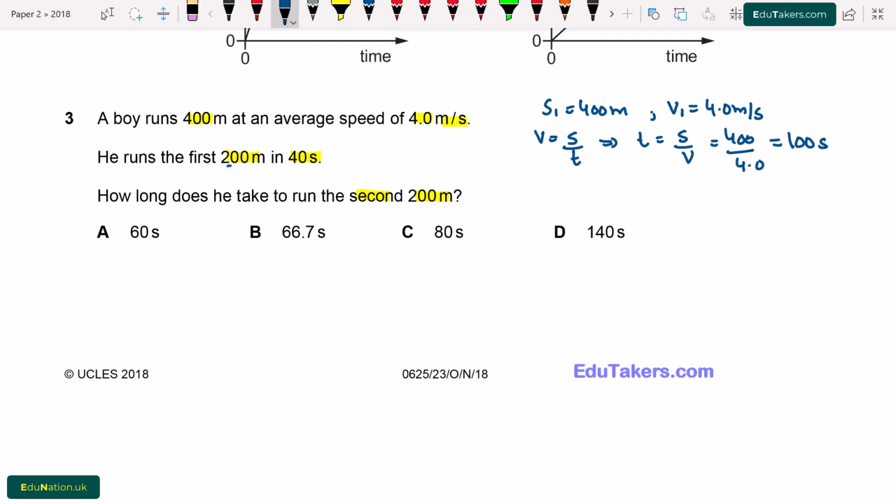So from here, the second distance is 200 meter and the time is 40 seconds. Now time T2 is given, which is 40 seconds, and this is time T1. We can easily find the time that he takes to run the second 200 meter by subtracting both of these times. So it will be equal to 100 minus 40, which is equal to 60 seconds. Now we see the options. In option A, 60 seconds is given. So option A is correct.